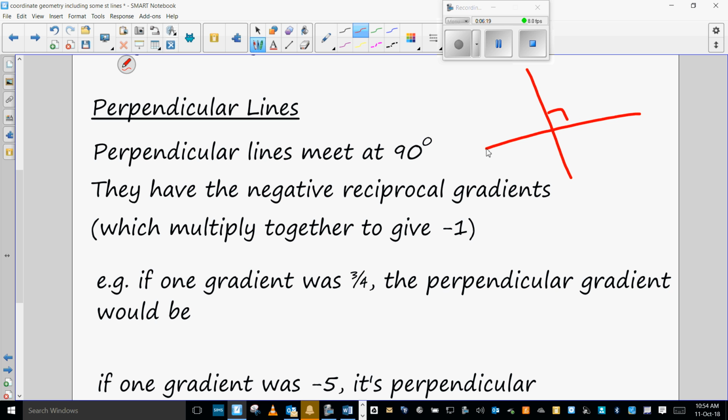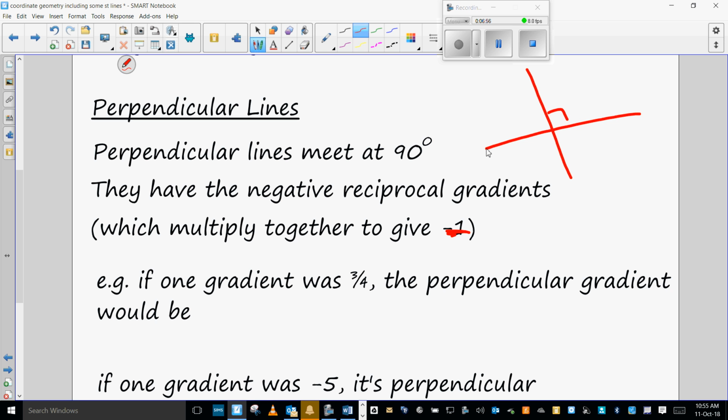They have what we call negative reciprocal gradients. Now, do we know what reciprocal is? Okay. The fraction has been switched around, flipped upside down, yes? And it's the negative reciprocal. So actually we flip it upside down and we change the sign of it. What happens then is if you were to multiply those two gradients together, you would always get -1 as your answer. So perpendicular gradients always have to multiply to give -1.